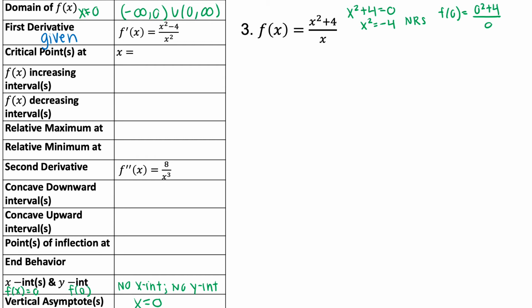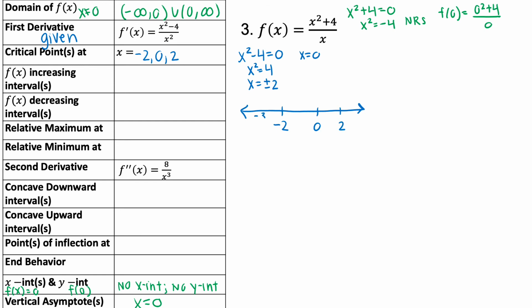From here, we want to find our critical points. So we're going to set our numerator and our denominator equal to 0. Setting the numerator of our derivative equal to 0, x squared minus 4 equals 0. So x squared equals 4, so x gives us plus or minus 2. And then also setting our denominator equal to 0, we get x equals 0. So critical points happen at -2, 0, and 2. So we can go ahead and set up that number line. And then we want to test around, so let's test things like -3, -1, 1, and 3.